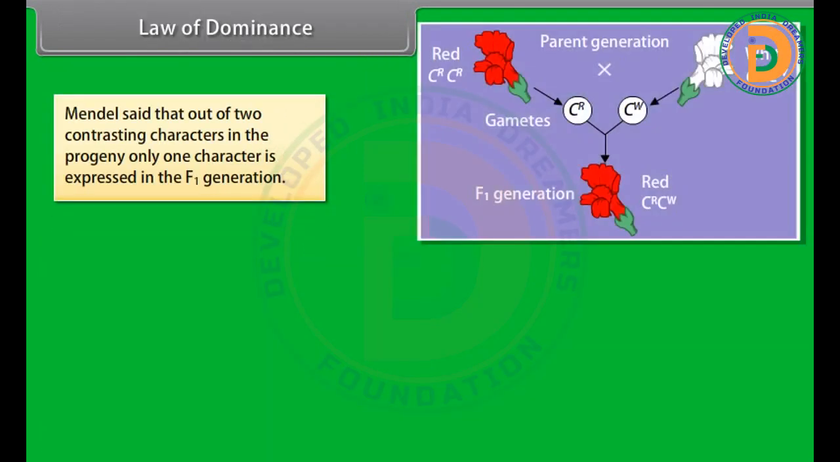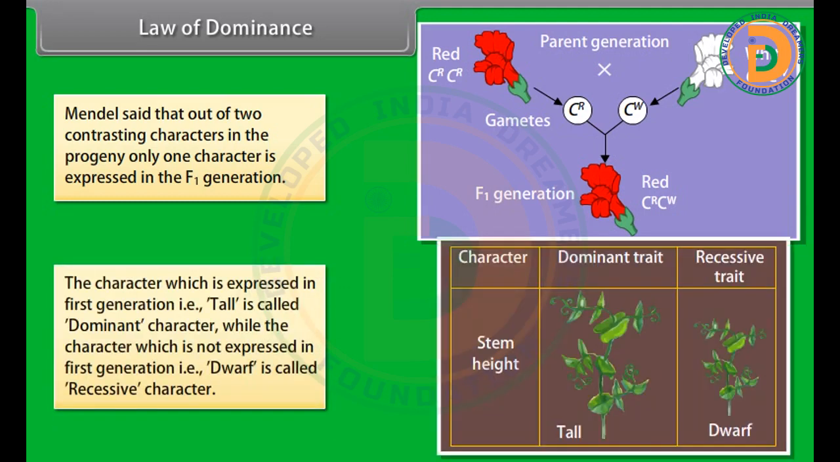Law of dominance. Mendel said that out of two contrasting characters in the progeny, only one character is expressed in the F1 generation. The character which is expressed in the first generation, that is, tall, is called the dominant character, while the character which is not expressed in the first generation, that is, dwarf, is called the recessive character.